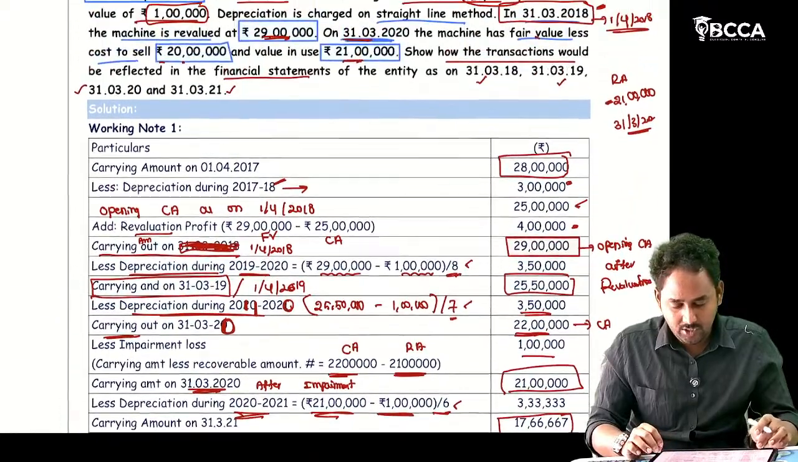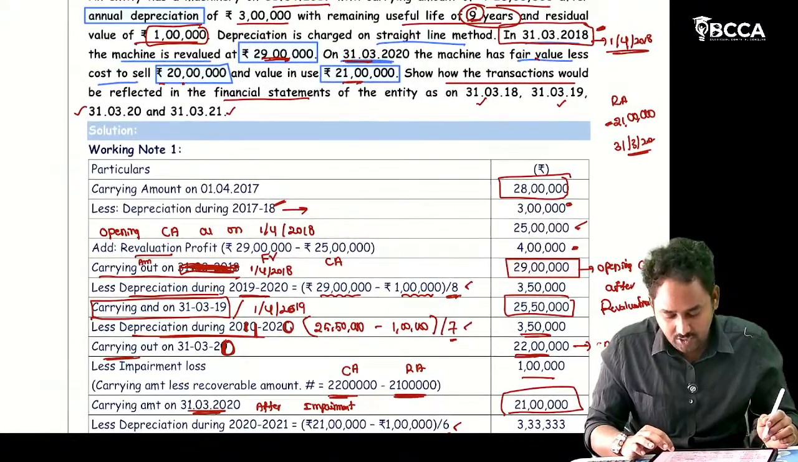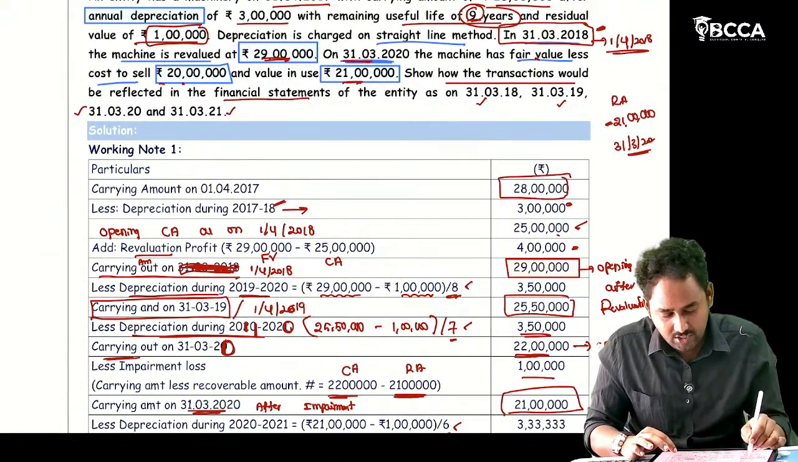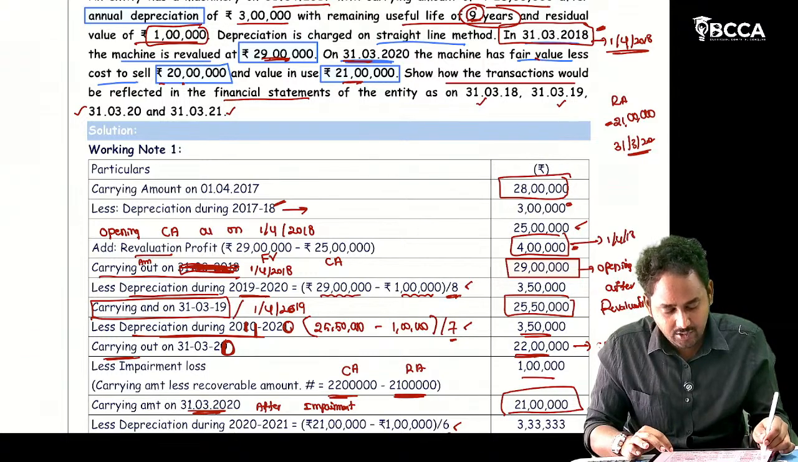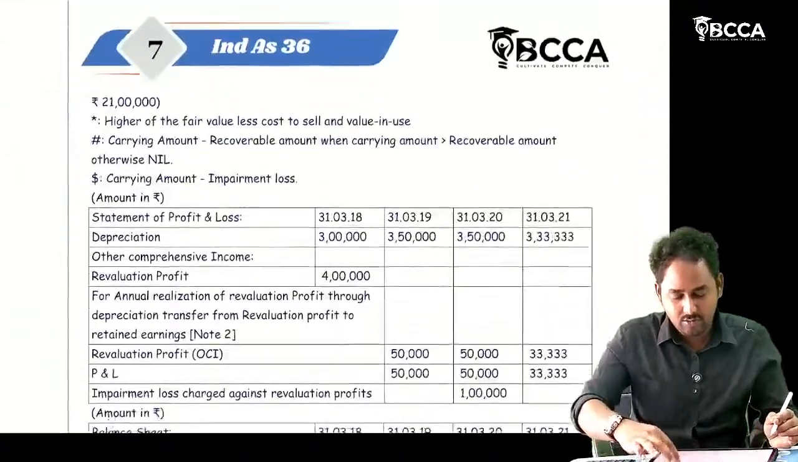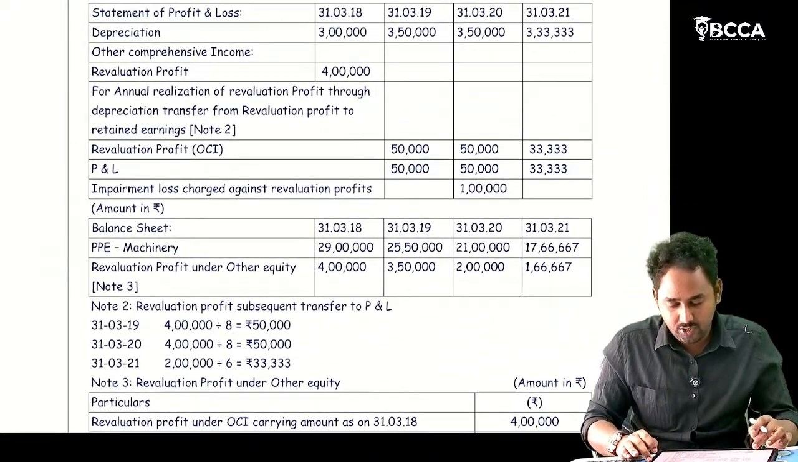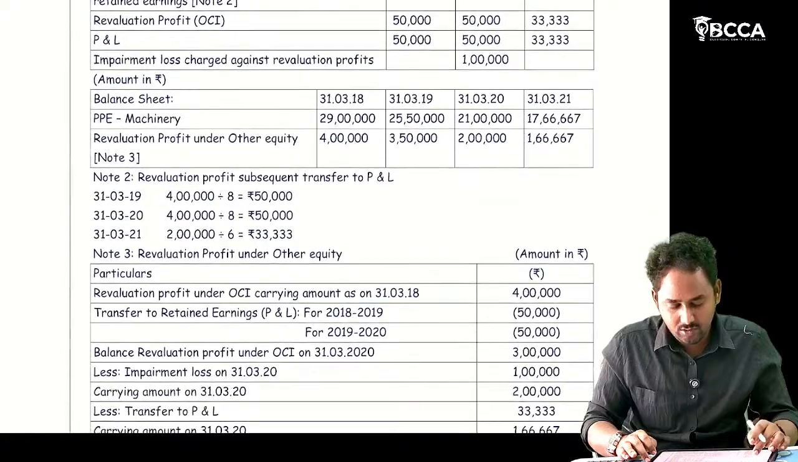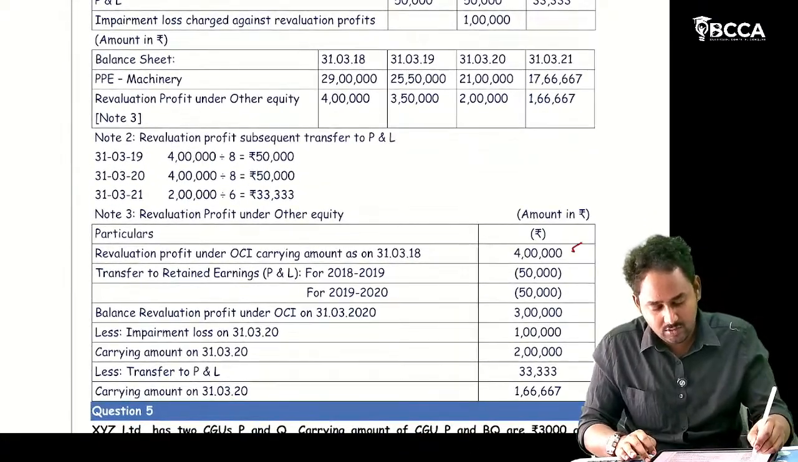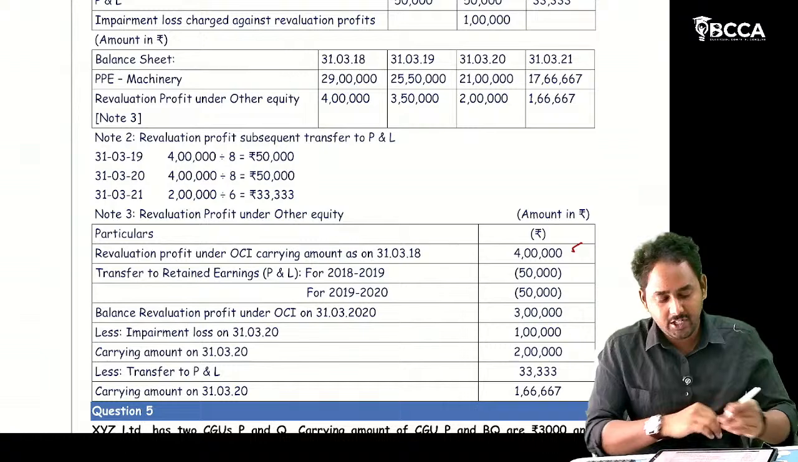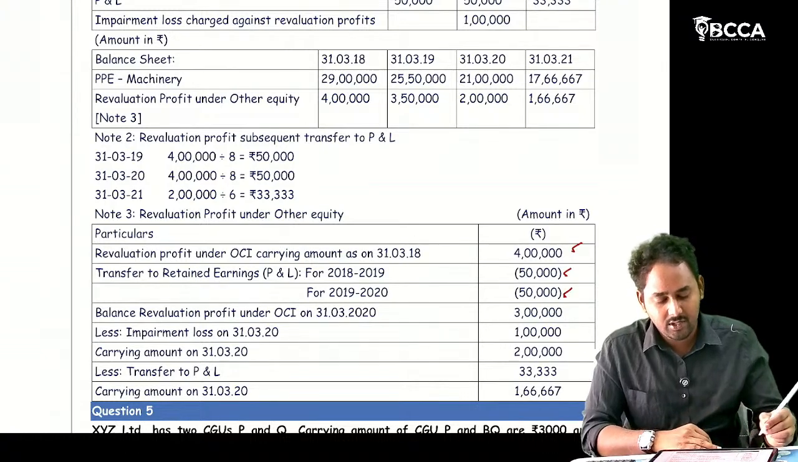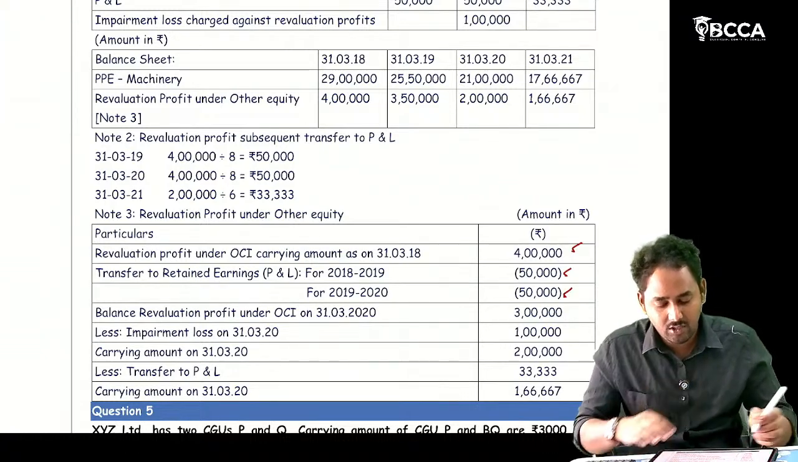So what is the OCA balance here? What is the revaluation gain? The revaluation gain is 4 lakh as on 1/4/2018. What is the revaluation gain? 4 lakh rupees. Then it should be transferred to retained earnings 50,000 each year, and again for 1920, 50,000.